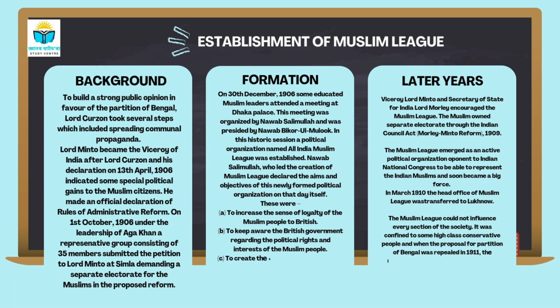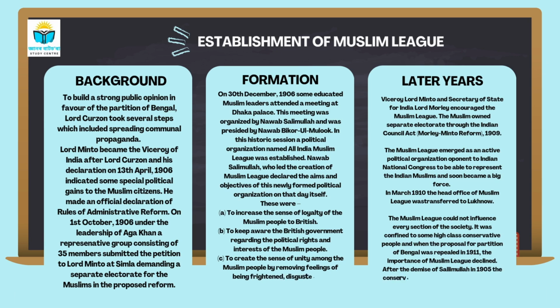Formation. On 30th December 1906, some educated Muslim leaders attended a meeting at the Dhaka Palace, organized by Nawab Salimullah and presided over by Nawab Viqar-ul-Mulk. In this historic session, a political organization named the All India Muslim League was established. Nawab Salimullah, who led the creation of the League, also declared its aims and objectives on that very day.